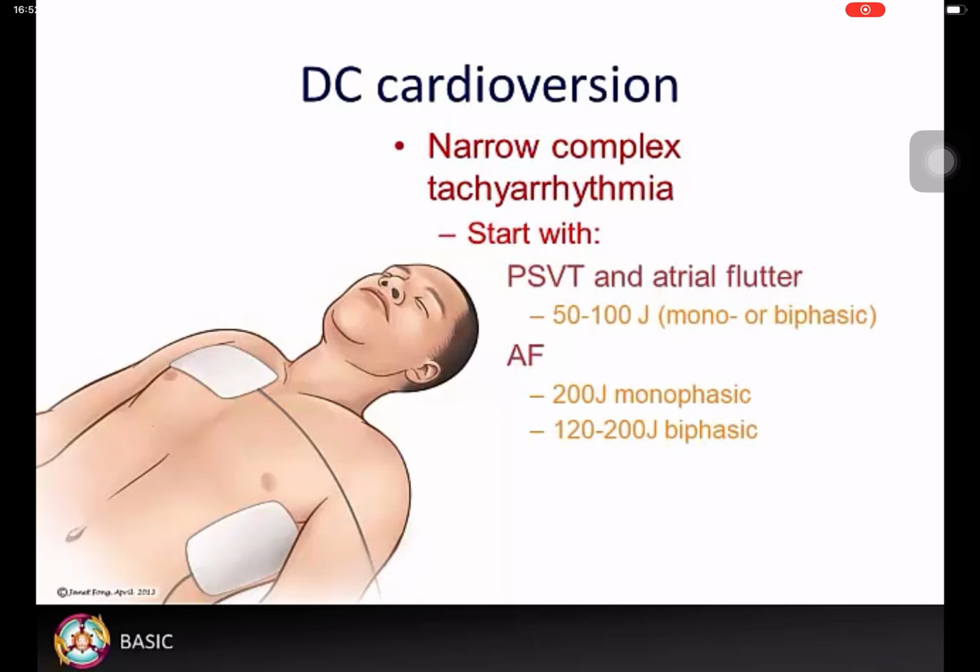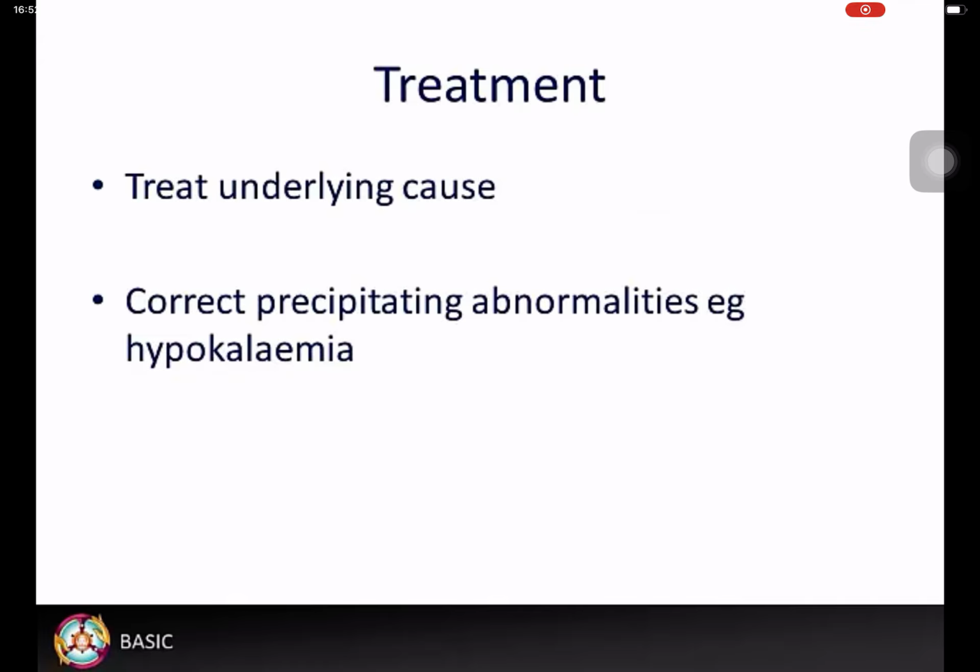The treatment, therefore, is DC cardioversion. Starting energies are 50 to 100 joules for paroxysmal SVT or atrial flutter, regardless whether a monophasic or biphasic cardioverter is used. For atrial fibrillation, start with 200 joules if using monophasic and 120 to 200 joules if using biphasic. Once cardioverted, further treatment consists of treatment of the underlying cause and correction of precipitating abnormalities.